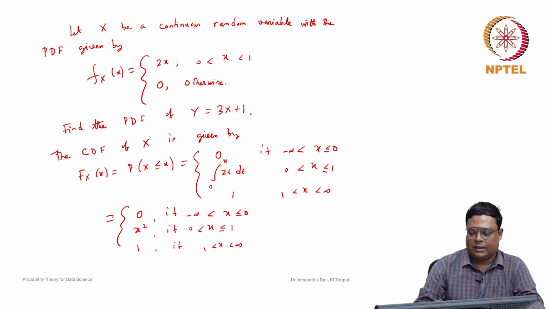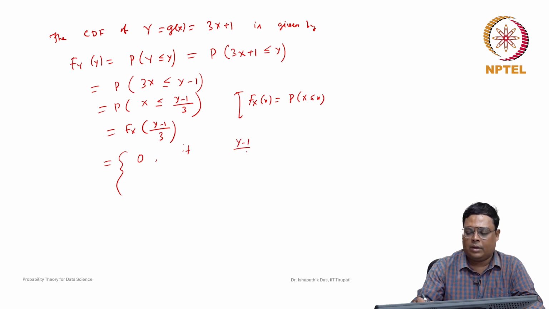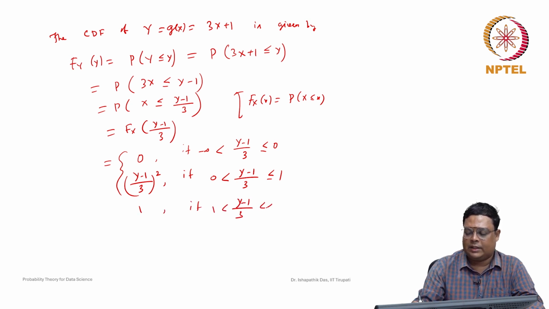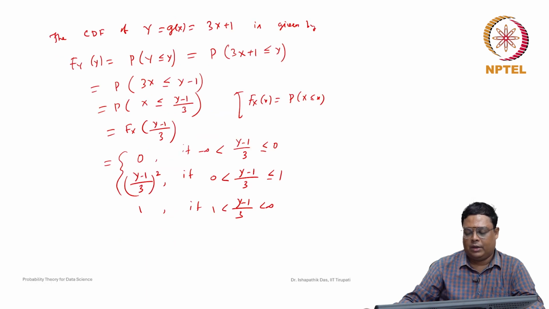Now F_X(x) is defined as this. This will be equal to 0 if (y minus 1) by 3 is less than or equal to 0, greater than minus infinity, and it will be equal to x squared, that means (y minus 1) by 3 whole squared, if (y minus 1) by 3 is greater than 0 and less than or equal to 1, and this is equal to 1 if (y minus 1) by 3 is greater than 1, less than infinity. Note that it is coming from here; I am just putting x as (y minus 1) by 3. So now just simplify this.